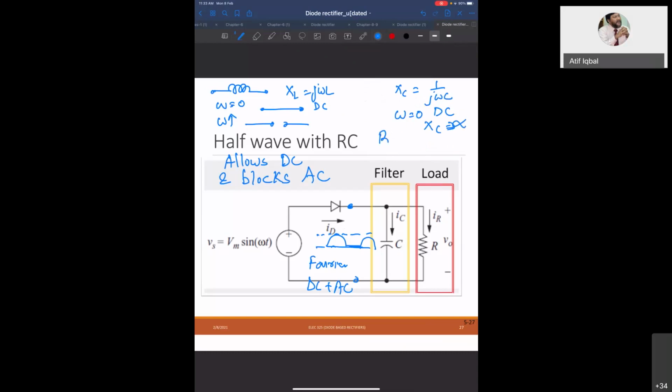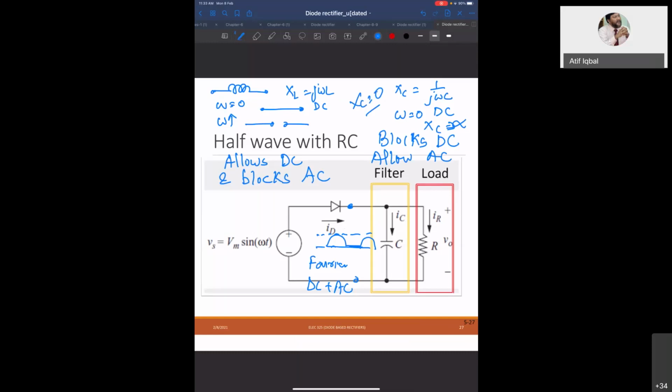So it blocks DC, but it allows the flow of AC, because for any high value of omega, XC is equal to 0. So it will act as a short circuit for the AC. So it will allow AC to pass, but it will not allow DC to pass. So this is the two contradictory roles, one for the inductor and one for the capacitor.